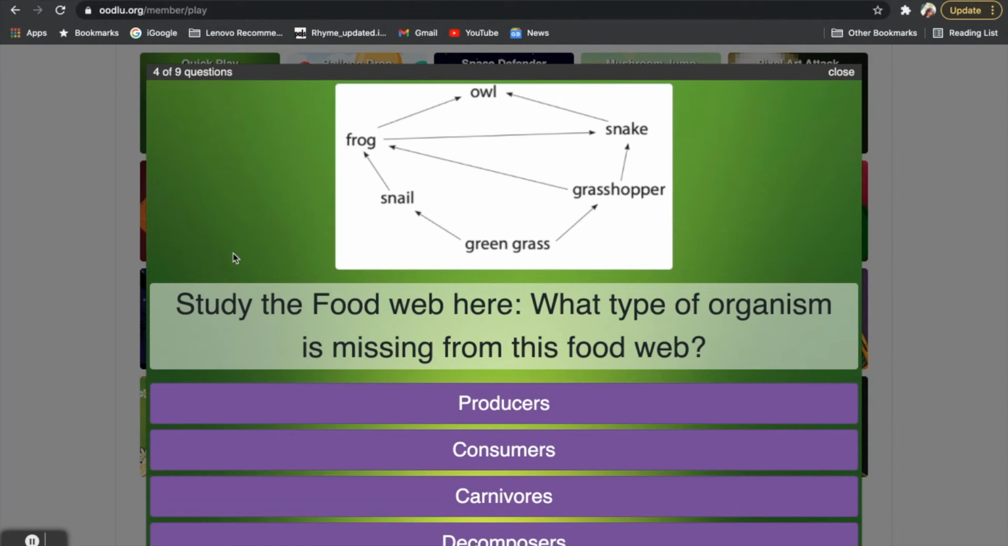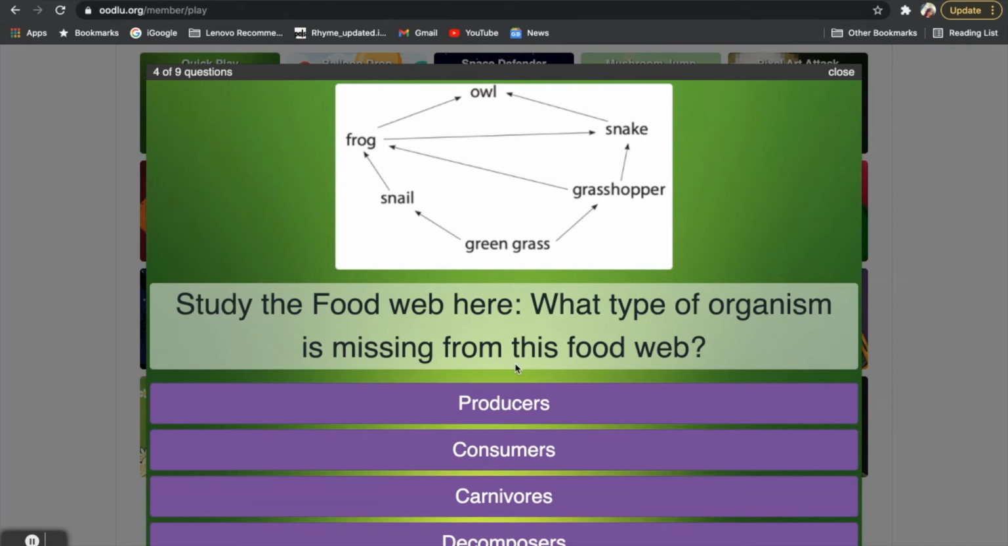What type of organism is missing from this food web? Producer, consumer, carnivore, or decomposer? We have green grass, which can be eaten by a snail, and then a snail can be eaten by a frog. But a frog can also be eaten by a snake, which is then eaten by an owl, or a frog can just be eaten by an owl. Or grass can be eaten by a grasshopper. A grasshopper can be eaten by either a snake or a frog. And the frog, as we saw, can be eaten by a snake or an owl.